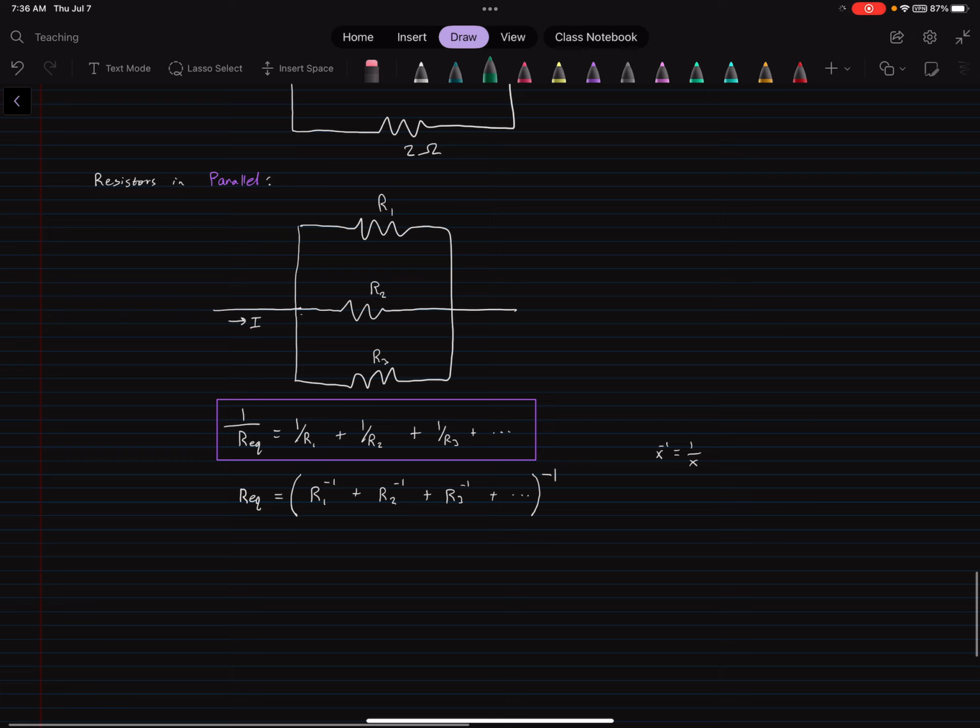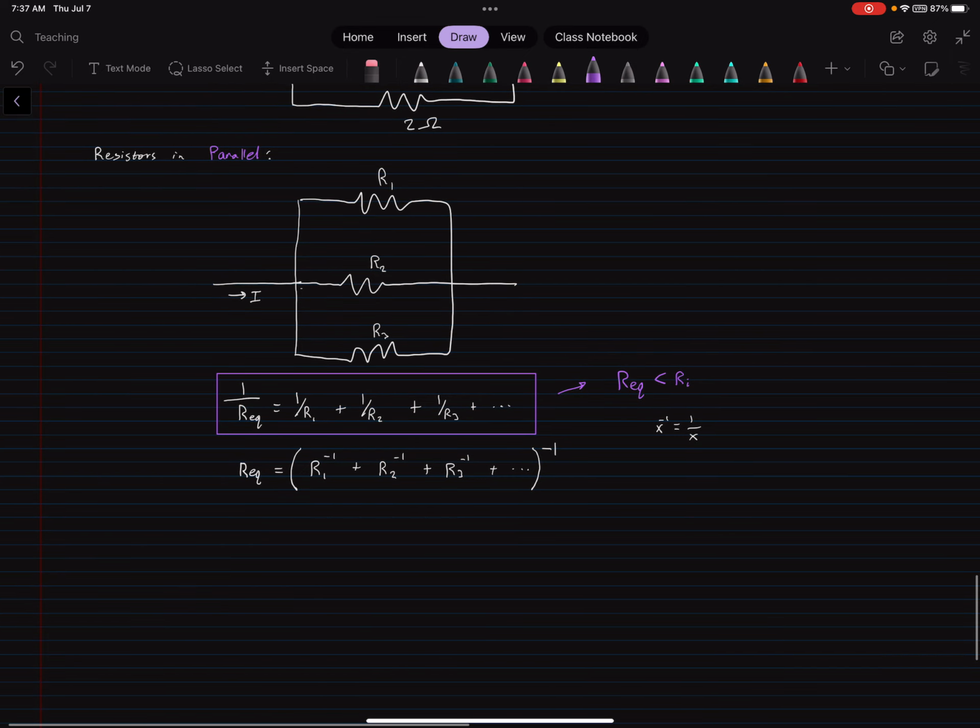Over here, in parallel, though, that's not the case. R equivalent is less than any individual resistance. Meaning, if R1 is 5 ohms, and it's in parallel with something else, doesn't really matter, then R equivalent of R1 and the other thing that's in parallel is going to be less than that 5 ohms, which is really unintuitive, right? So let me address that. So how does that make sense?